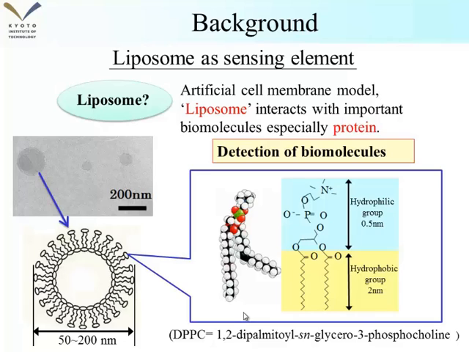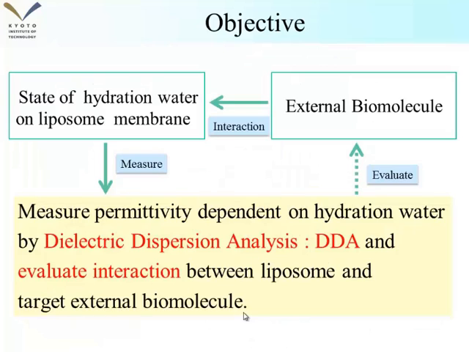Liposome has characteristics to interact with important biomolecules, such as protein. Therefore, we have used liposome as a sensing element for detection and identification of the biomolecules. This is an objective of my research. The state of hydration water on liposome membrane generally changes by the interaction. So, we measure the permittivity dependent on the hydration water by DDA and evaluate the interaction between liposome and target external biomolecules.